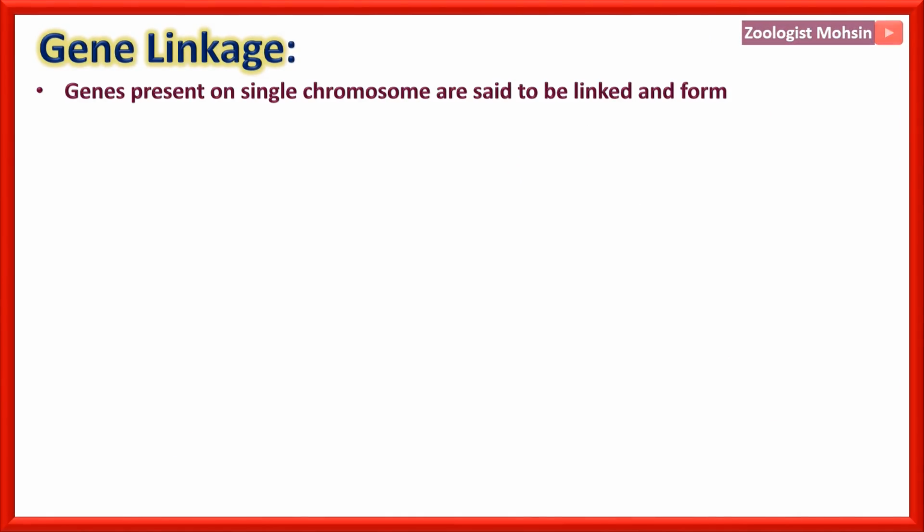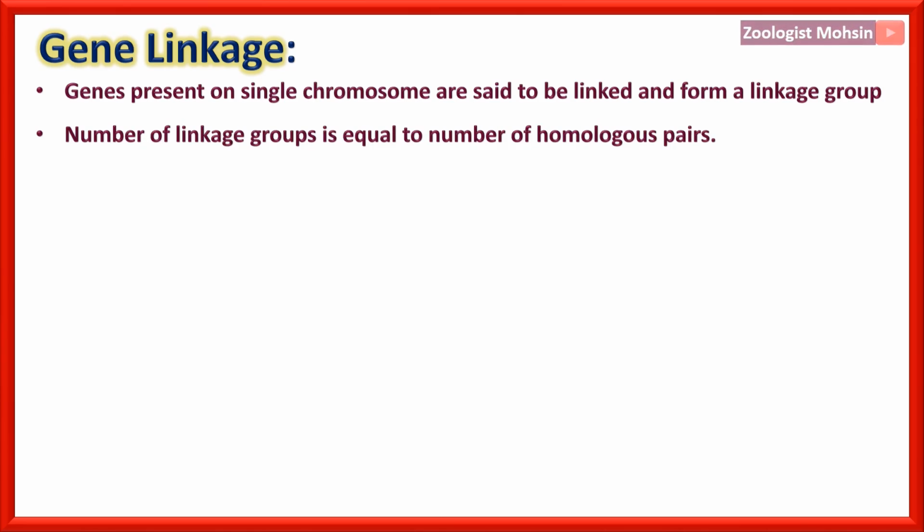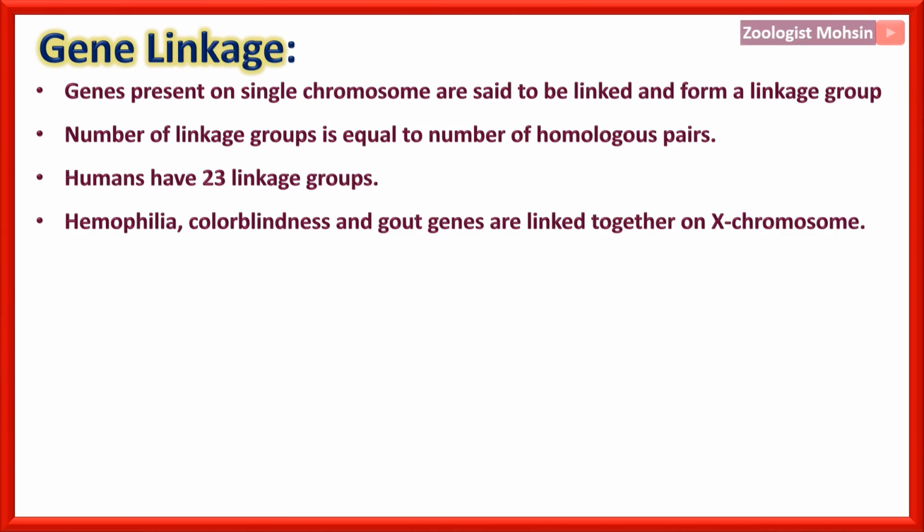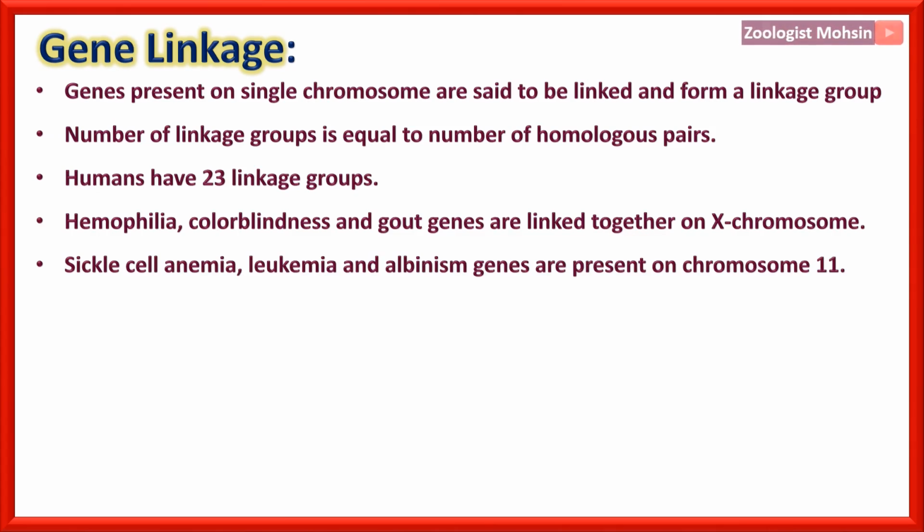Gene linkage. Genes present on a single chromosome are said to be linked and form a linkage group. Number of linkage groups is equal to number of homologous pairs, so humans have 23 linkage groups because they have 23 homologous pairs. Hemophilia, color blindness and gout genes are linked together on X chromosome. Sickle cell anemia, leukemia and albinism genes are present on chromosome 11.